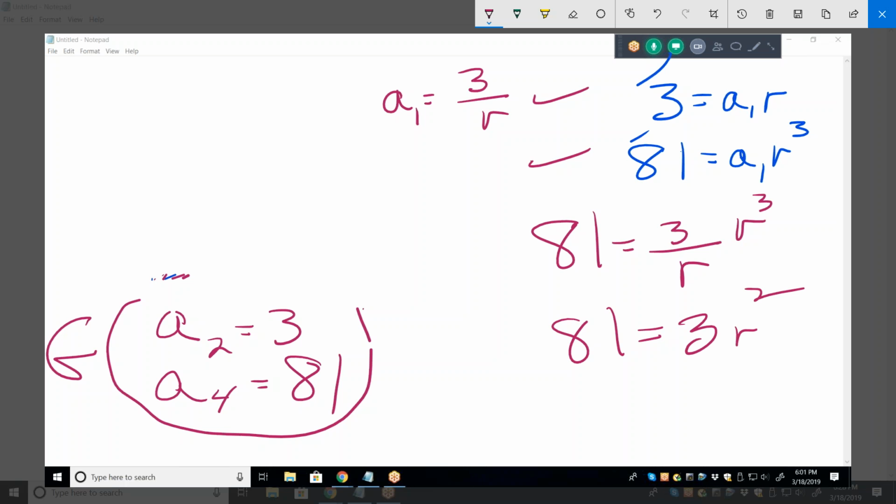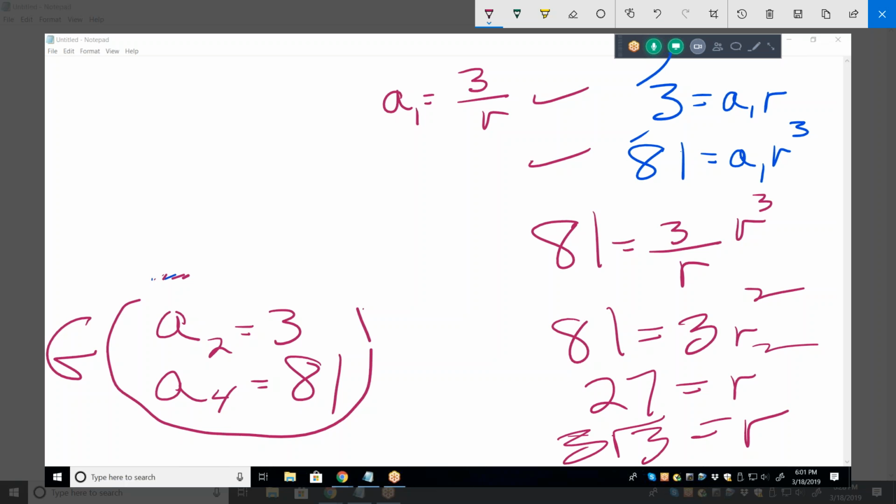Hold on a minute. I made a mistake here. No, I didn't. No, everything's right. Yeah, divide by 3. So you get 27 equals r squared. And then take the square roots, which is 3 root 3, which I don't think is right. I meant for r to be 3. Where did I go wrong here?